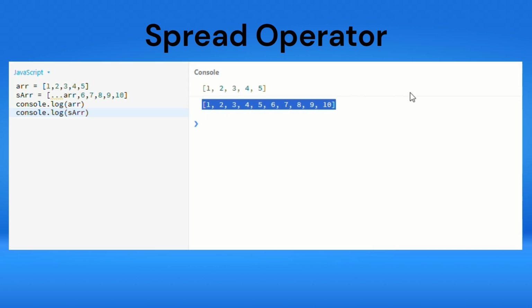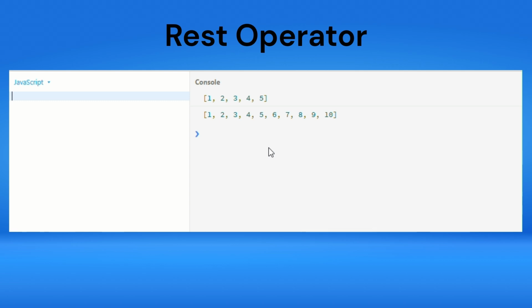Let's talk about REST operator. REST operator will accept infinite number of arguments as array. Let's have a look at the example, how this REST operator works when we create a function with REST parameter. I am creating a function named test, which is accepting infinite number of arguments using REST operator. In this function, I'm printing the values of REST array.